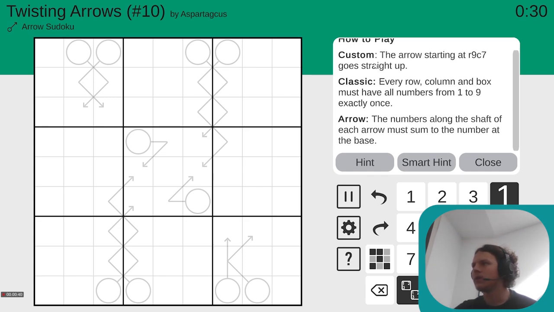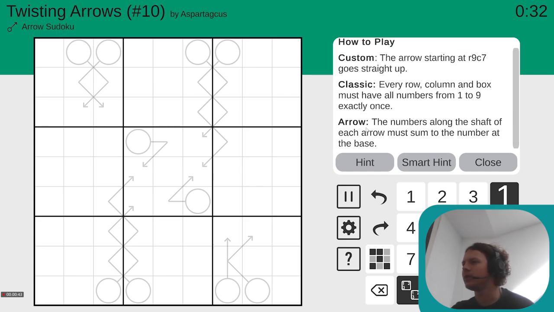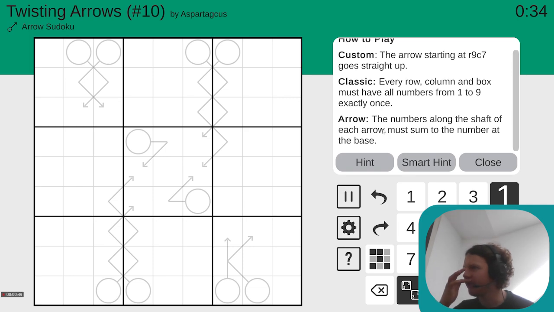We've got custom rules. The main rule here is the arrow: the numbers along the shaft of an arrow must sum to the number at the base. So this is the base of an arrow. Let's say this equals 7. These two must sum to 7, so it could be 3 and 4, or it could be 5 and 2. Pretty simple, like level 2 maths.